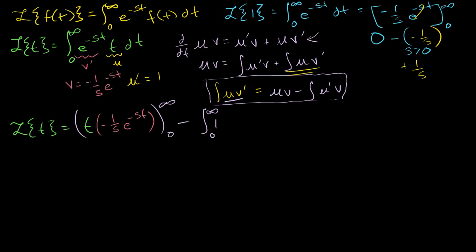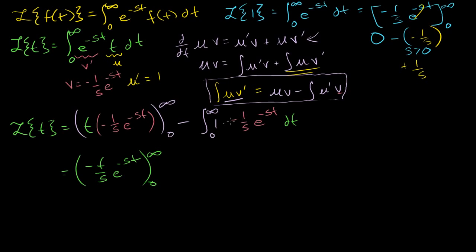v, we just figured out here, is minus, let me write it in v's color, times minus 1 over s. This is my v right here. Minus 1 over s e to the minus st dt. All of that is dt. And let's see if we can simplify this. So this is equal to minus t over s e to the minus st, evaluated from 0 to infinity.